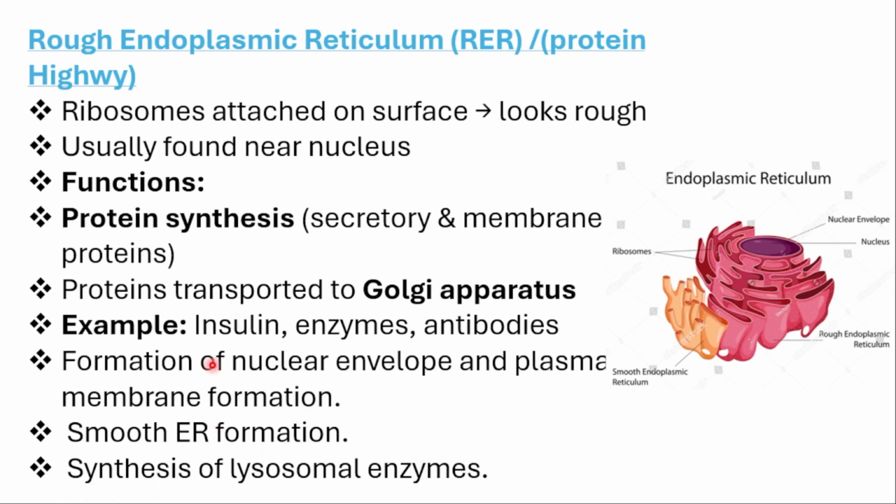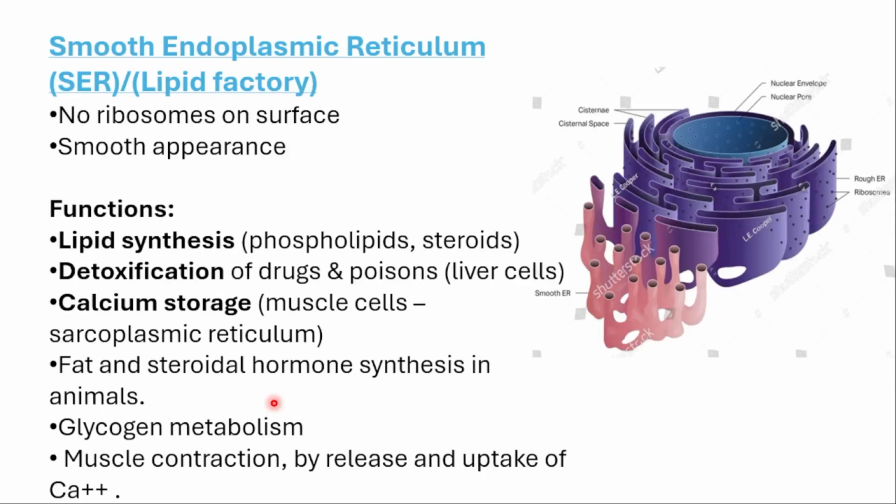These are some of the functions of the endoplasmic reticulum. Just keep one quick recap. The rough endoplasmic reticulum, that is RER, synthesizes what? Proteins. Then next it transports them to whom? The Golgi apparatus. Why is it said to be RER? Because it has ribosomes attached on its surface. That's it.